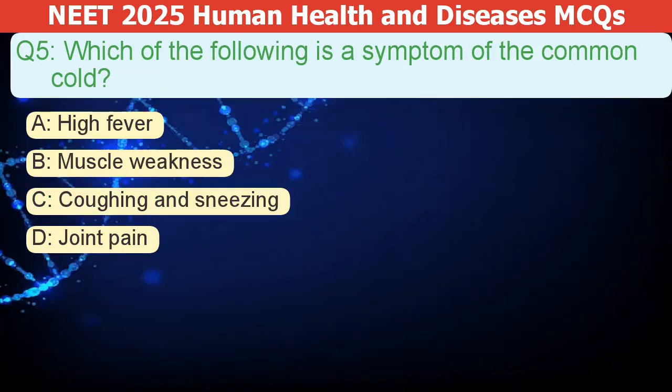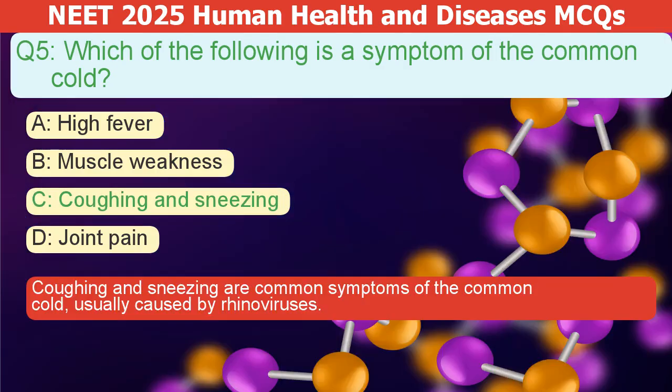Which of the following is a symptom of the common cold? A. High fever. B. Muscle weakness. C. Coughing and sneezing. D. Joint pain. The correct answer is C. Coughing and sneezing are common symptoms of the common cold, usually caused by rhinoviruses.